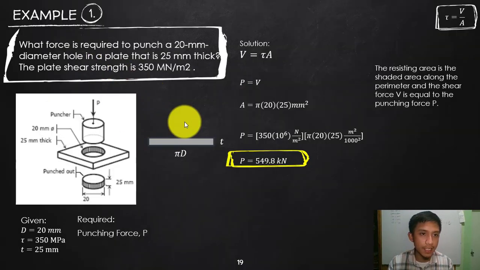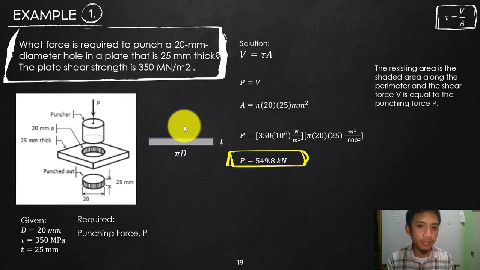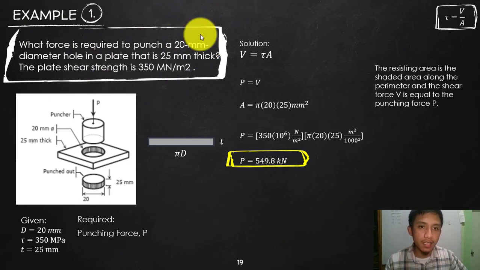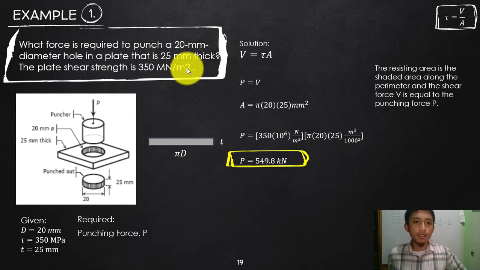And let's have an example to better understand your shear stress. So what force is required to punch a 20 millimeter diameter hole in a plate that is 25 mm thick? The plate shear strength is 350 meganewton per meter squared. That should be a power. So what does this mean?